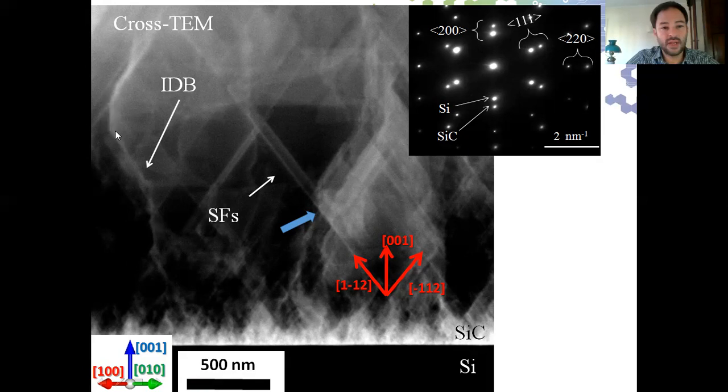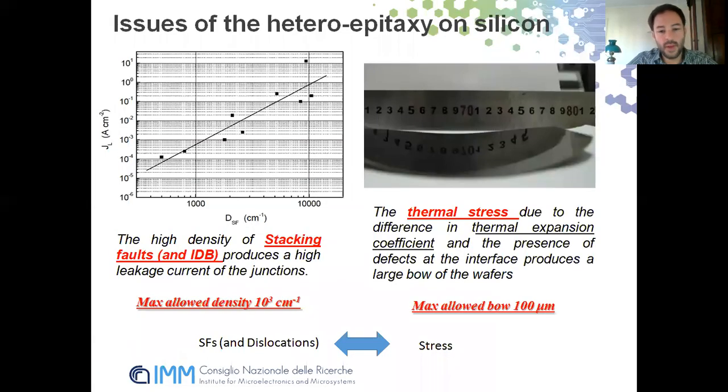One is the inverted domain boundary, this curved line here, and the other one is this straight line here, which are stacking faults. Both these extended defects, the inverted domain boundary and the stacking fault, are detrimental for the devices because they produce a high leakage current in the junction. The leakage current in the junction is proportional, in a log-log scale, to the density of the stacking faults.